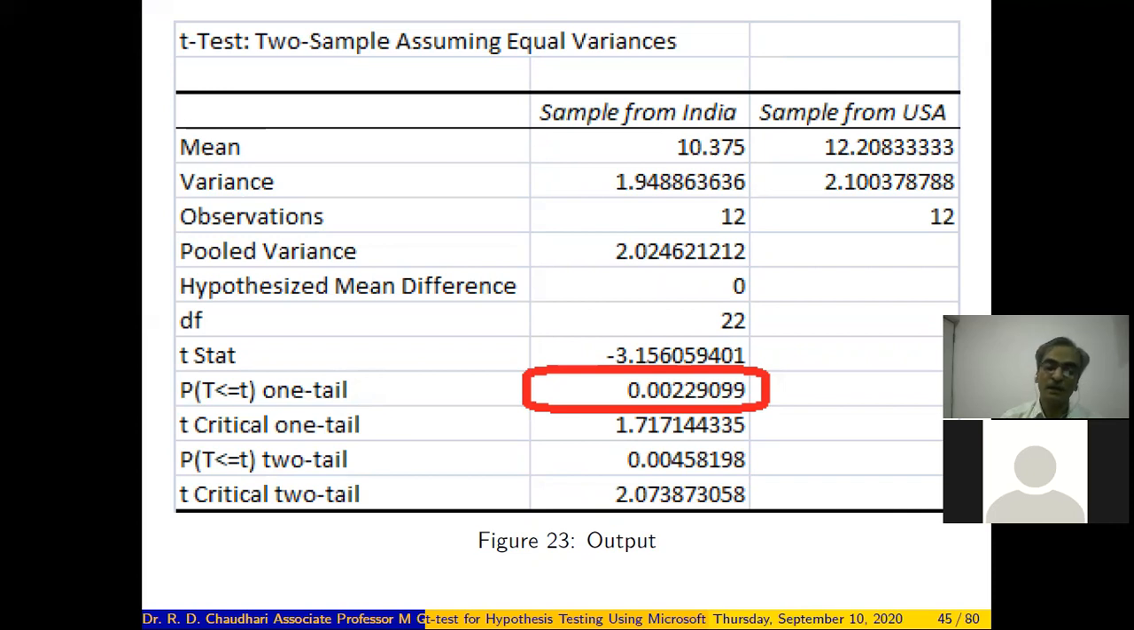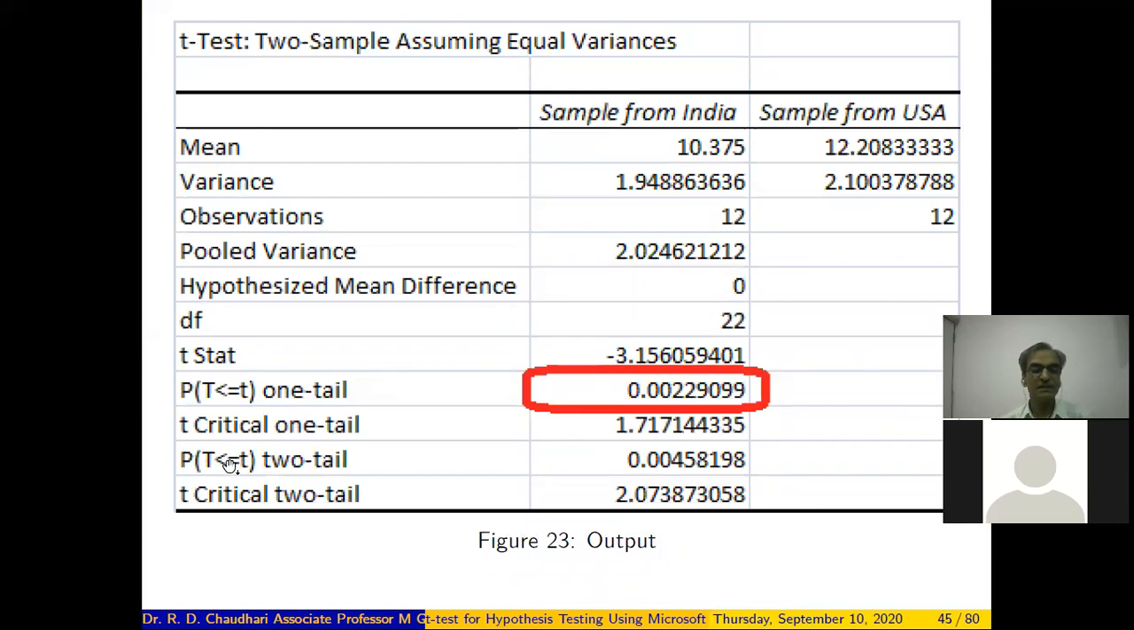In the new approach, that is known as the p-value approach, instead of comparing the t statistic with the critical value, we compare the p-value with the corresponding level of significance, right? But nowadays most of the researchers are using the second approach, that is the p-value approach. Okay, so the first value, probability t less or equal to t, one tailed, is a one tailed p value, right? Next to that is a one tail critical value.